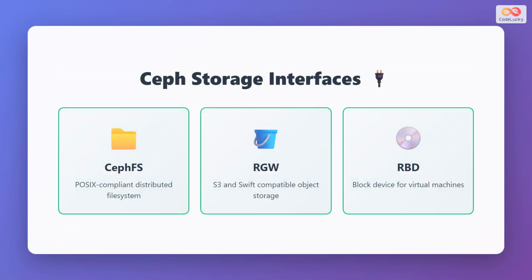Ceph provides 3 main interfaces. CephFS is a POSIX-compliant distributed file system, meaning it works like traditional file systems you are familiar with on your computer. The RADOS Gateway, or RGW, provides S3 and Swift-compatible object storage, allowing applications designed for cloud storage to work with Ceph. RBD, which stands for RADOS Block Device, provides block storage that can be used as virtual hard drives for virtual machines. This flexibility makes Ceph suitable for many different types of workloads and applications.